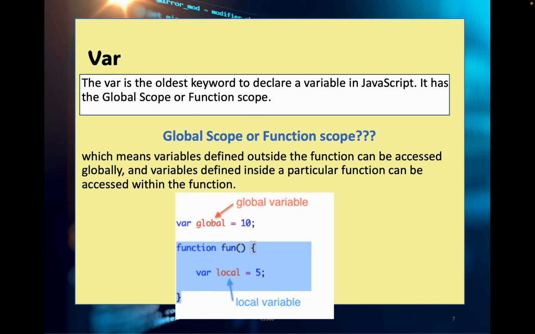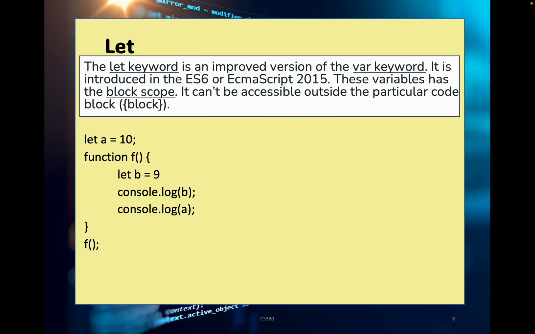Now what is let? Let is an improved version of the var keyword. It was introduced in ES6 or ECMAScript 2015. These variables have a block scope. They cannot be accessed outside the particular code block. Initially we saw that global variables can be called anywhere throughout the script, but block scope has certain limitations. It is defined within a block and it cannot be accessed outside the block.